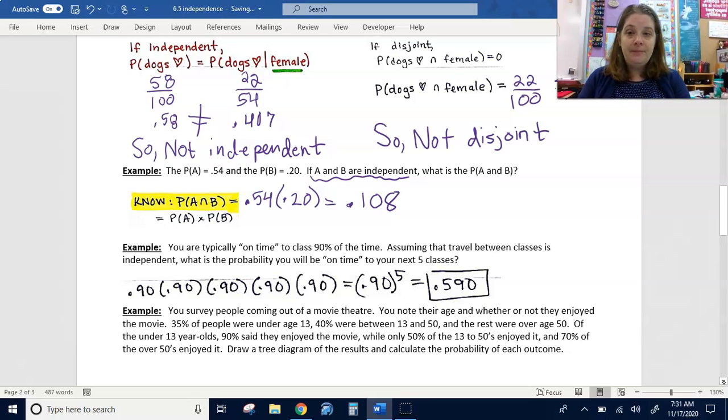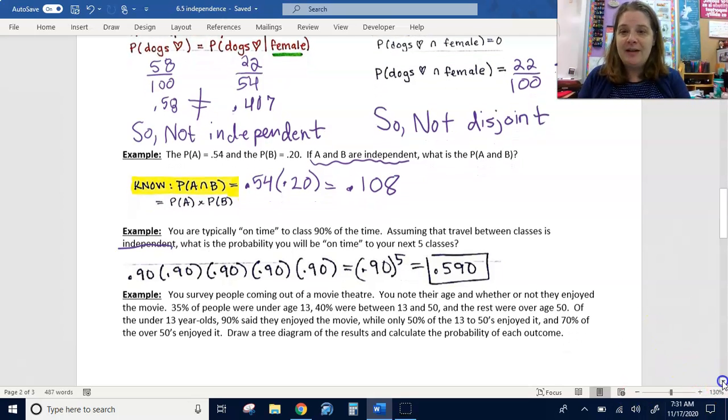All right, you are typically on time to class 90% of the time. Assuming that travel between classes is independent, what is the probability you are on time to your next 5 classes? Again, independence tells me I should be able to just multiply. That means the probability is going to stay the same every single time. So 0.9 times 0.9 times 0.9, 5 times, and that's going to be 0.590. So that's one of those repeated events ideas.